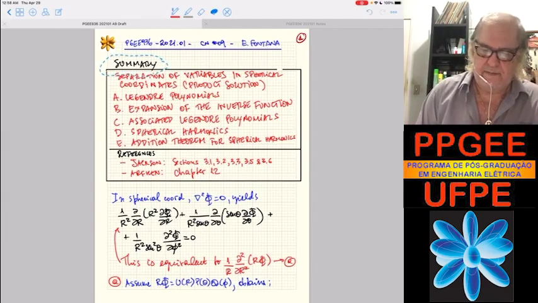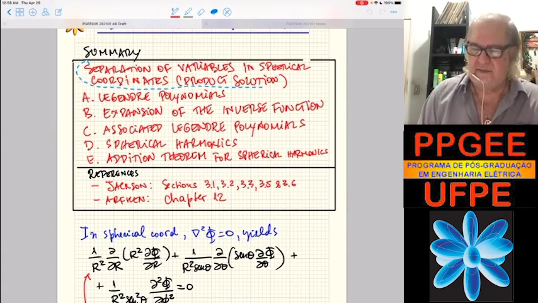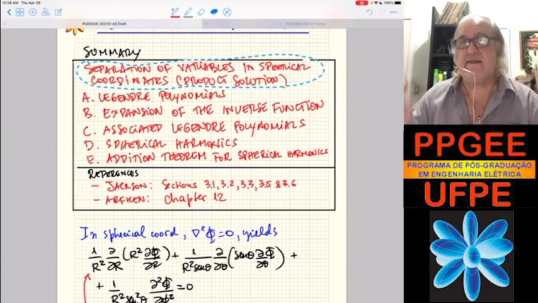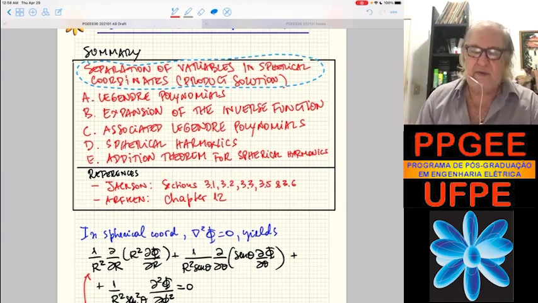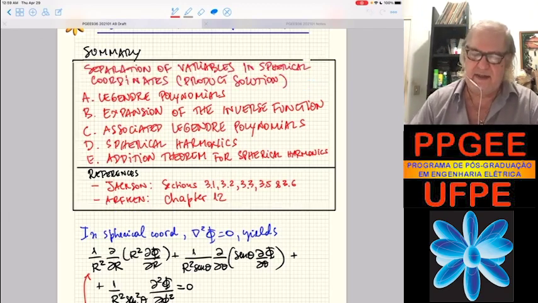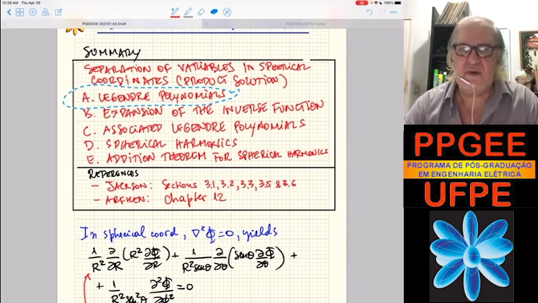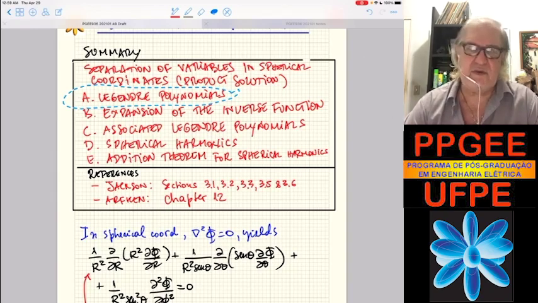We're going to talk about the technique that we started to talk about last class on separation of variables in spherical coordinates. Now the product solution, what type of functions result from the process. Also, one part of the solution involves the Legendre polynomials and its properties, orthogonality properties, that we are going to talk about.